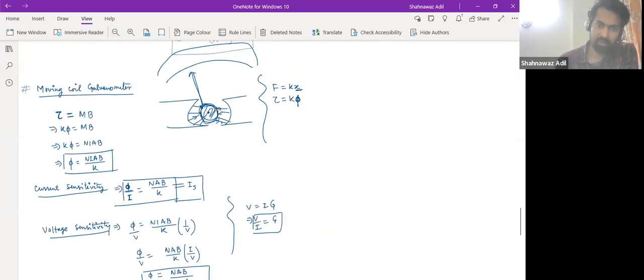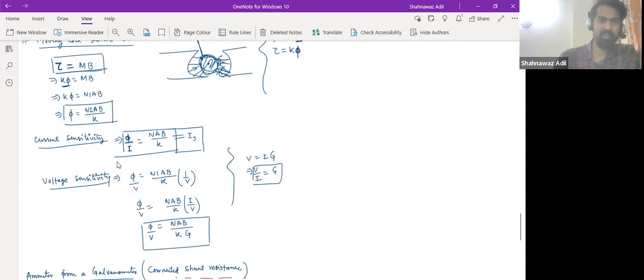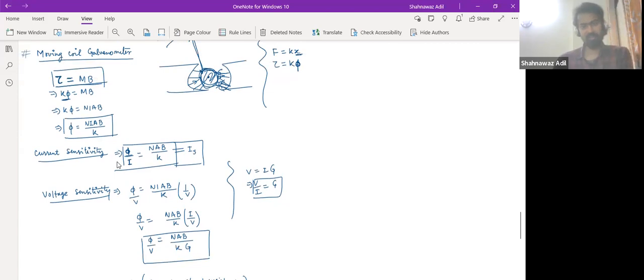You don't need to draw this diagram. Just remember the idea of the moving coil galvanometer: the torque is equal to the restoring torque. That is the idea.